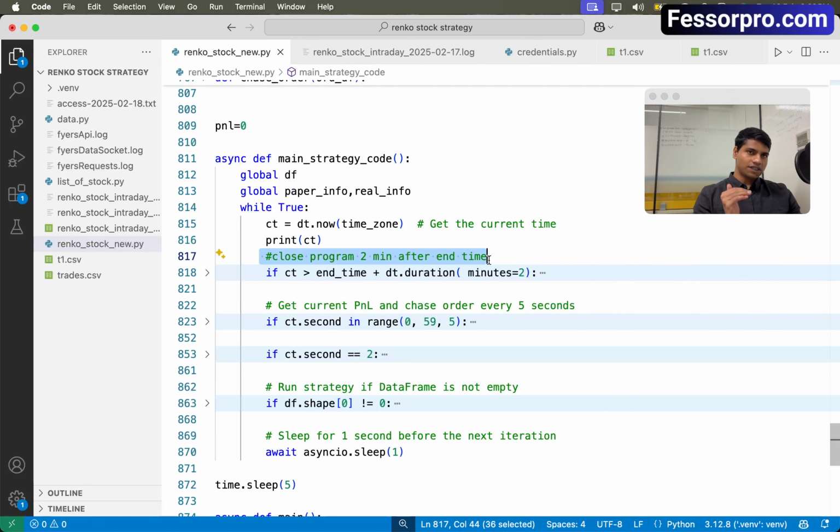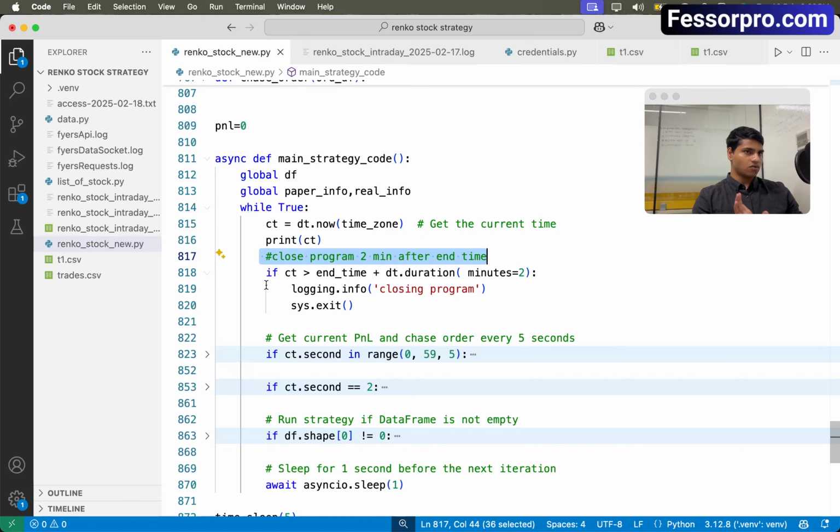Now let's say we have reached the end time. After 2 minutes, I want to close the program. So this is the code that will be executed. If my current time is greater than end time plus 2 minutes, I'm going to call this exit function. So everything will be stopped.